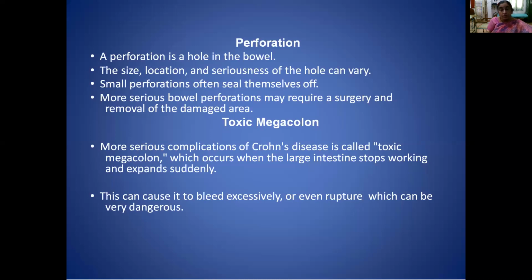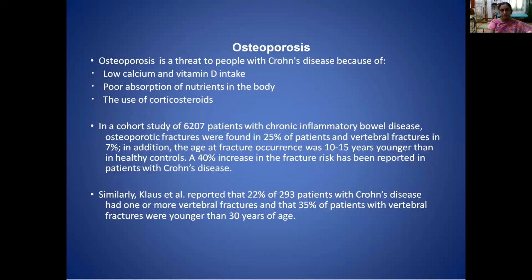Coming to the next complication, that is toxic megacolon. It is a more serious complication of Crohn's disease, which occurs when the large intestine stops working and expands suddenly. That is the clinical finding in toxic megacolon. The large intestine stops working and begins to expand. This can cause severe bleeding or even rupture, which can be very dangerous. So this is the most dangerous complication of Crohn's, that is toxic megacolon. Of course, it is less common compared to ulcerative colitis.